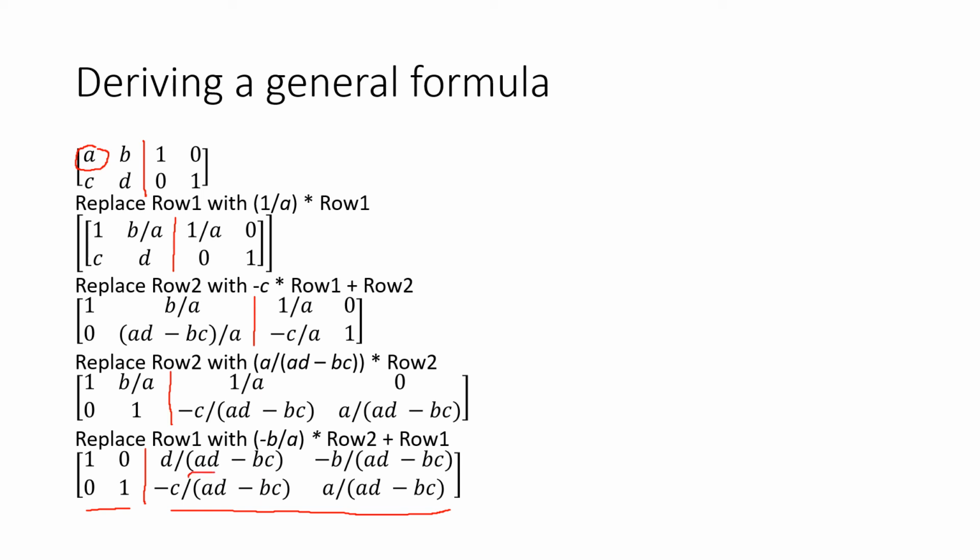there's this denominator in all of these entries, AD minus BC. And that denominator, as long as it's not 0, then it doesn't matter that A itself was 0. So take some time, go through these steps, think about what's happening, try it with some actual numbers, and see what we end up with.